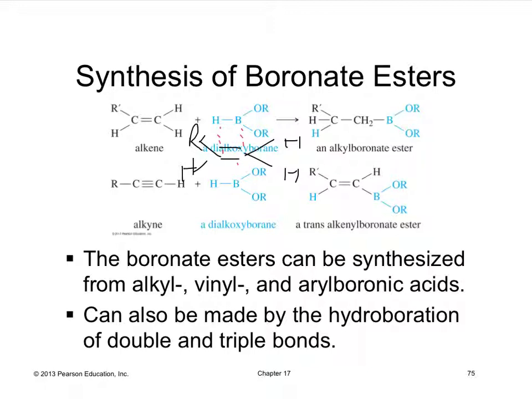Same thing again. I'm not going to show you the mechanism here, but you can do the same thing and draw the alkyne right underneath, with your halogen on the more substituted side and the boron on the least substituted side, so you generate these. The boronate esters can be synthesized from alkyl, vinyl, and aryl boronic acids, and can also be made by the hydroboration of double bonds and triple bonds.